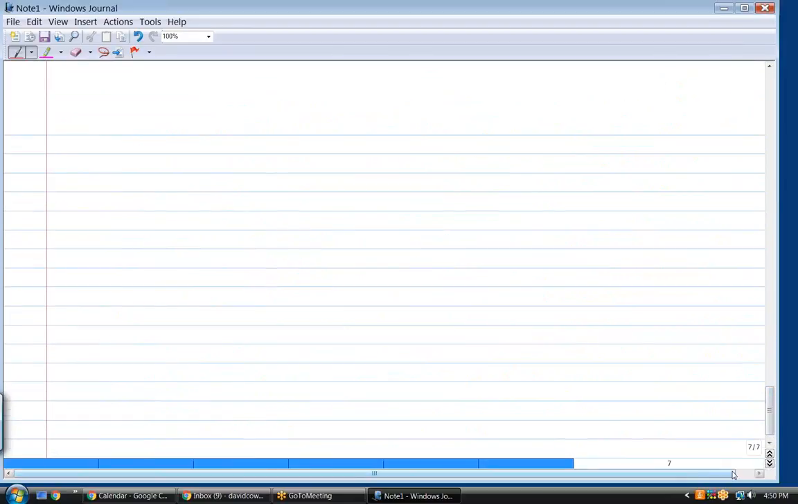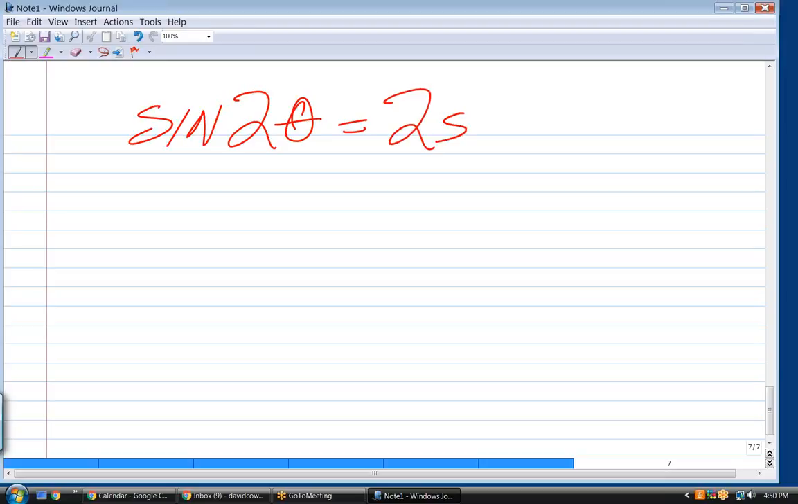And then lastly, the double angle identities. Let's talk about the double angle. This is the easiest one because there's only one. What is that? 2 sine times cosine. Good.